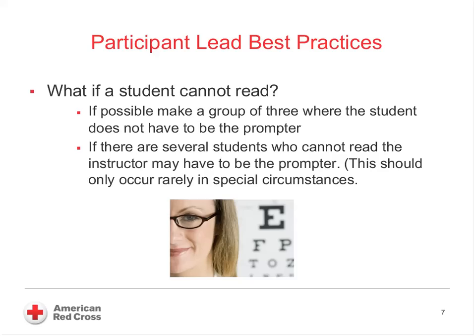Participant-led best practices. What happens if you run into a student who can't read? If possible, you could make a group of three where that student doesn't have to be the prompter. Or if you run into a large group where several students cannot read, then you're going to have to be the prompter. This should only occur rarely in special circumstances and not on a regular basis.